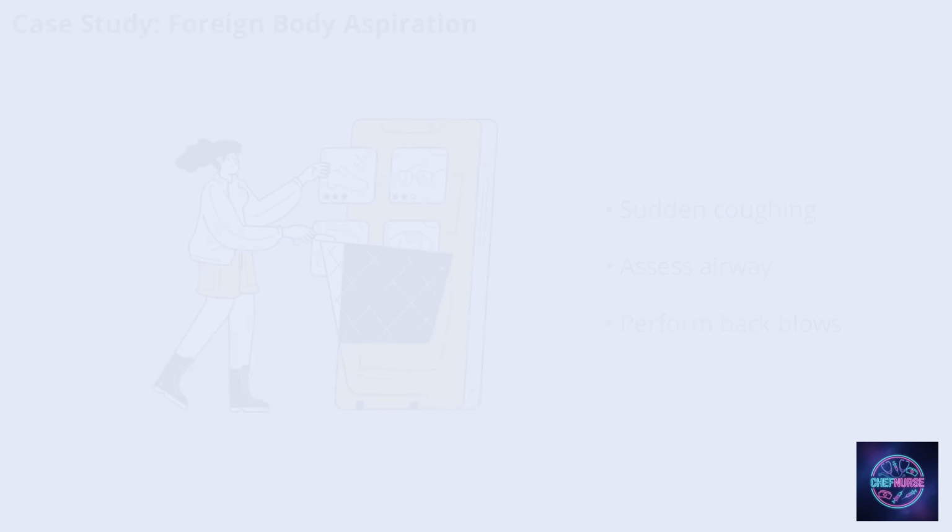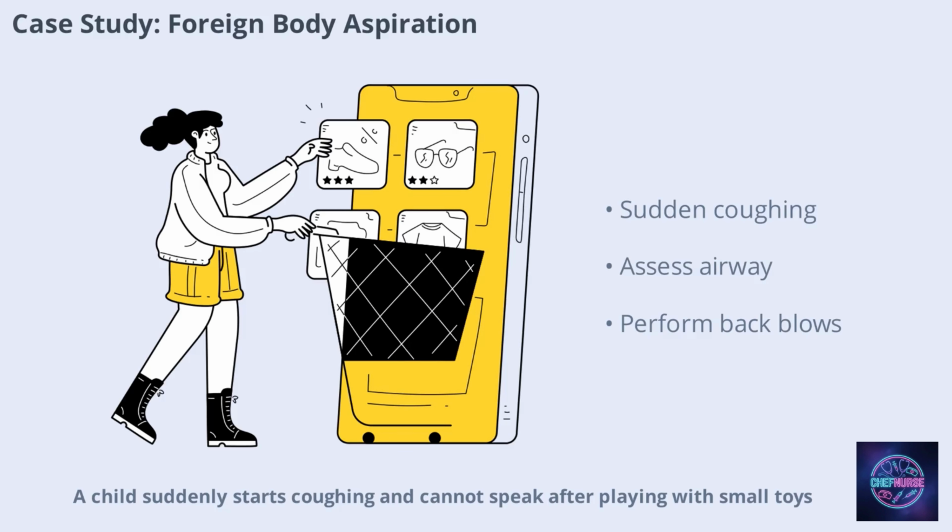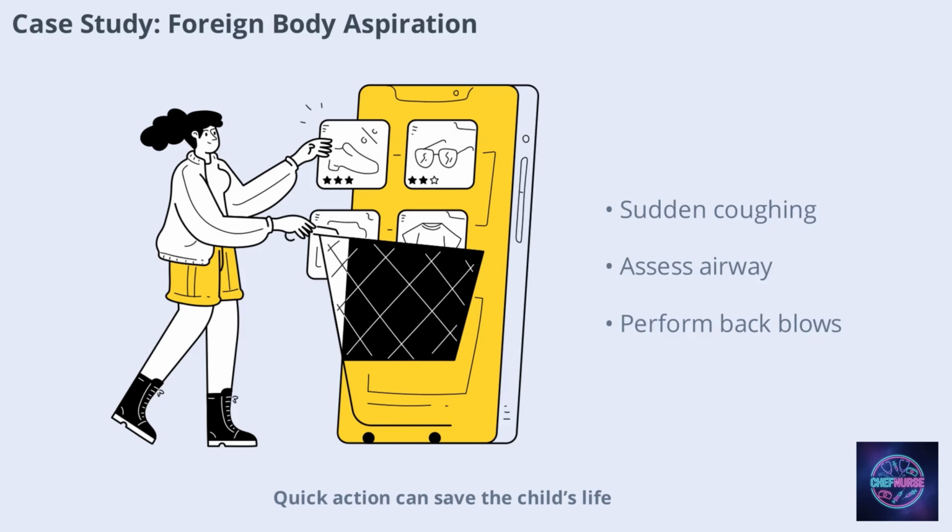A child suddenly starts coughing and cannot speak after playing with small toys. On the NCLEX, this suggests foreign body aspiration. Your priority is to assess for complete airway obstruction and perform back blows or abdominal thrusts as appropriate. Quick action can save the child's life.